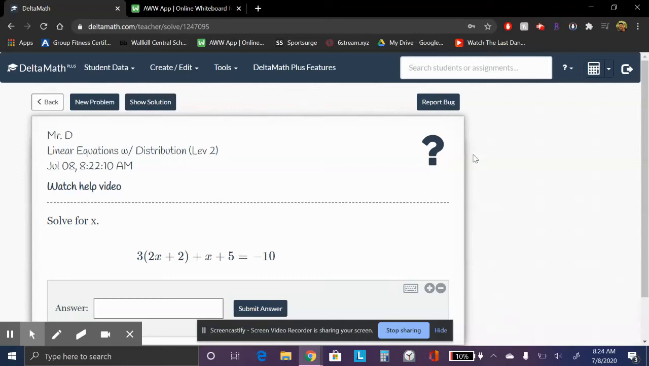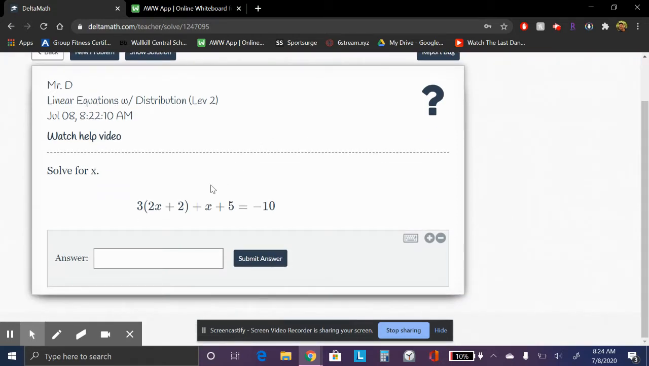In today's video, we're going to be looking at more linear equations with distribution, but adding a couple more steps when we're solving these problems. So if you take a look at here, we have the parentheses like we had before, so we have to distribute that number out in front to each of the numbers inside of the parentheses.